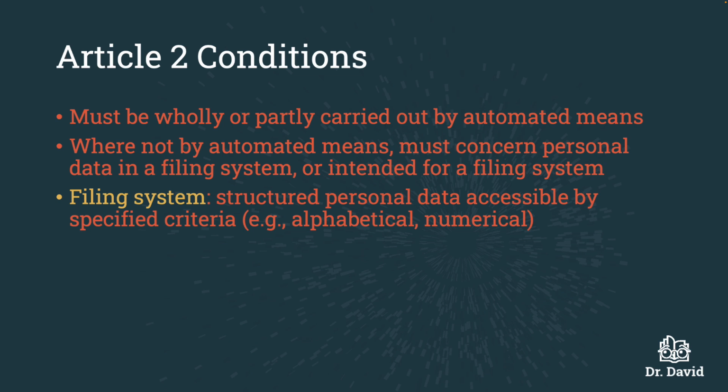Under Article 2, there are a couple conditions that must be met, again, to fall within the scope of the GDPR. The processing must be wholly or partly carried out by automated means. Where not by automated means, it must concern personal data in a filing system or intended for a filing system. And we looked at the definition of filing system earlier. This is structured personal data that is accessible by specified criteria. For example, it is structured alphabetically or numerically.